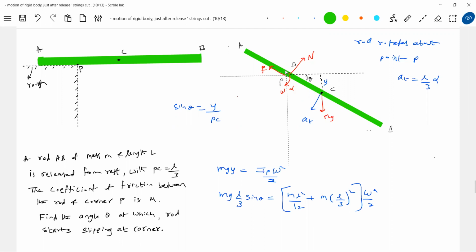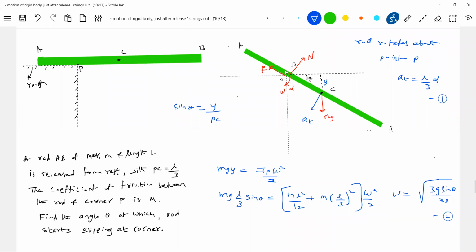Solving this, I'll get the omega. So omega is equal to 3g sine theta by 12. So this is equation 1. Keep it as equation 2. Then what about the motion of the rod about point P rotating?